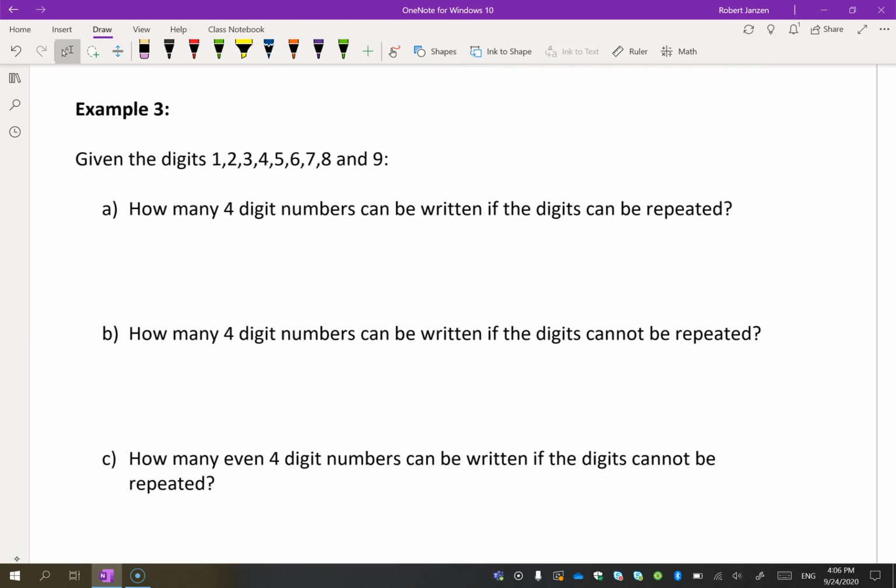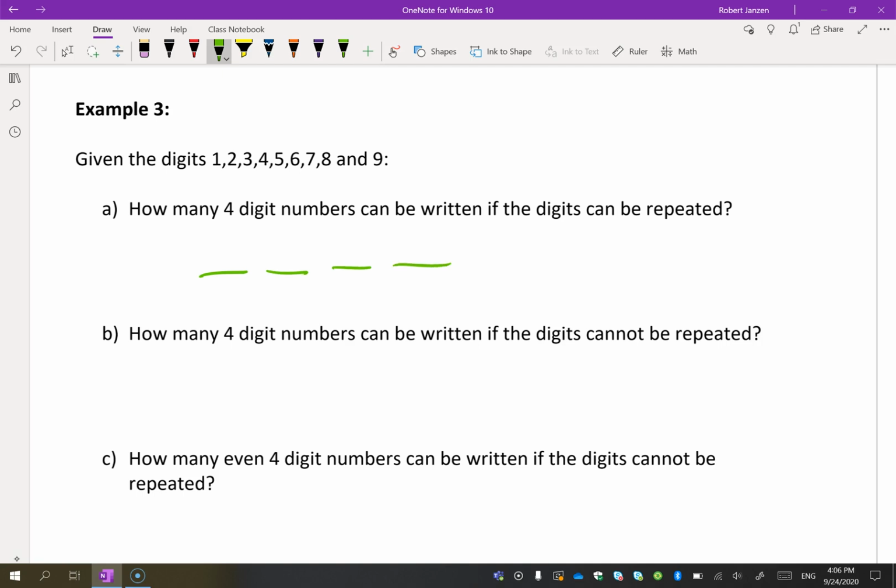Okay, let's keep going here. So how many 4-digit numbers? So 4 digits. Pen stopped working. See if you can figure this out while I'm fixing my pen. How many 4-digit numbers can be written if the digits can be repeated?